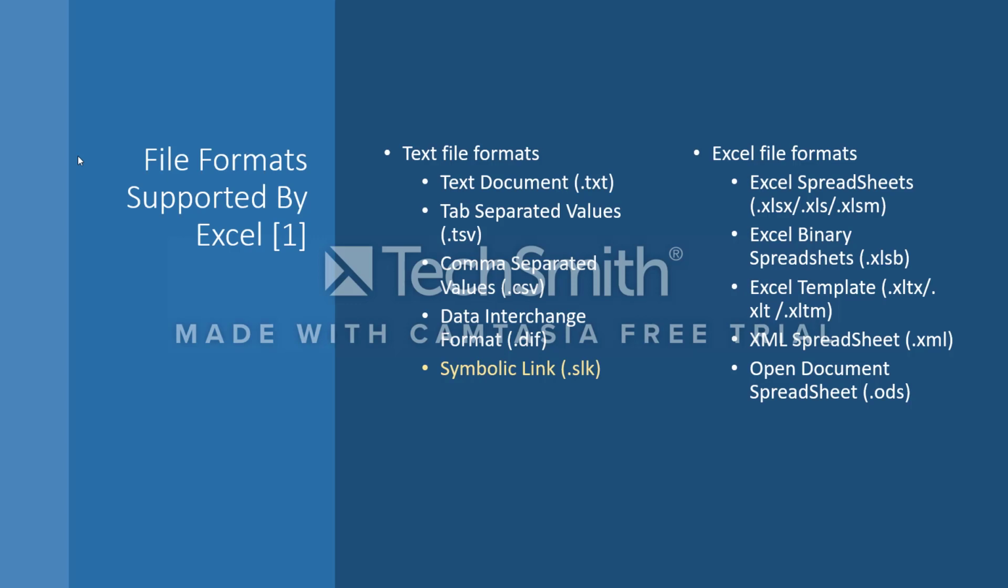First of all, there are some text file formats like text documents or TXT, tab separated values or TSV, comma separated values or CSV, data interchange format or DIF, and symbolic link or SYLK. Other examples of Excel file formats include Excel spreadsheets that can have extensions like xlsx, xls, xlsm, Excel binary spreadsheets or xlb, Excel templates that can have extensions like xltx, xlt, xltm, XML spreadsheets, or open document spreadsheets or ODS.